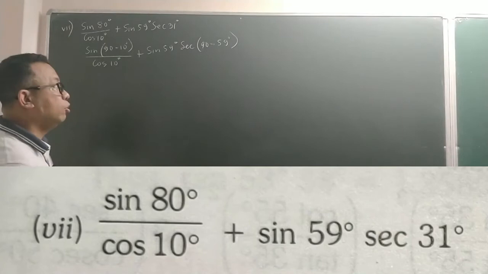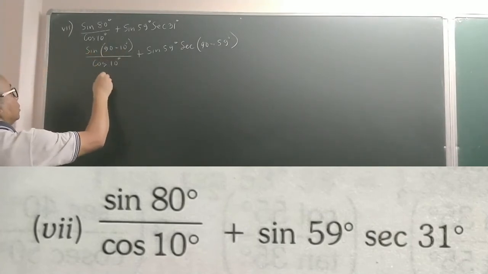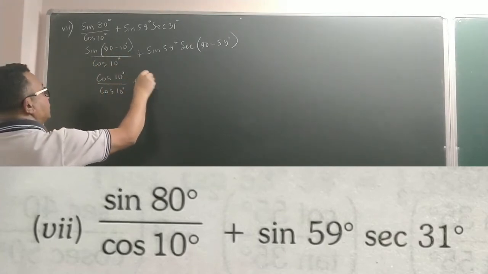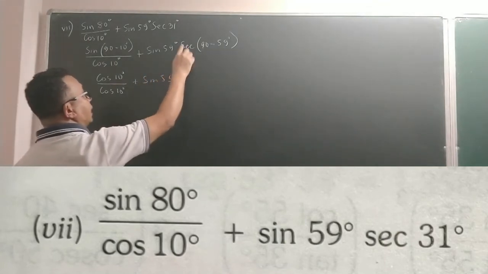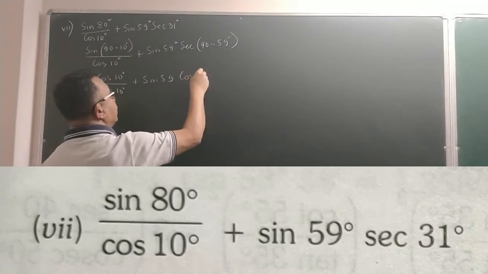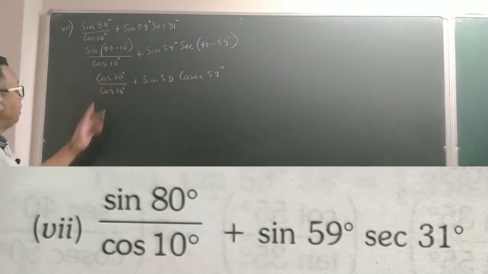Now in the next line I'm going to change sine 90 minus theta. You know sine 90 minus any angle is cos of that angle. So cos 10. So lower side also you have cos 10 plus this is sine 59, and then sec 90 minus theta will change to cosec 59. So previously we had upper one cancellation, lower one cancellation. Here we have these two cancellation.